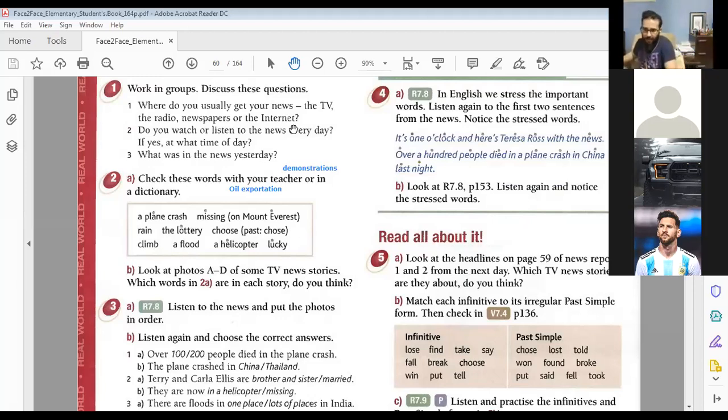All right, so here we have a few words. I think most of them are not new. Plane crash, do you know what a plane crash is? I think it's clear, right? So you have a plane and then it crashes. Like cars, so we have car crashes. We have also plane crashes, the same. Missing. What do we mean when we say someone is missing?